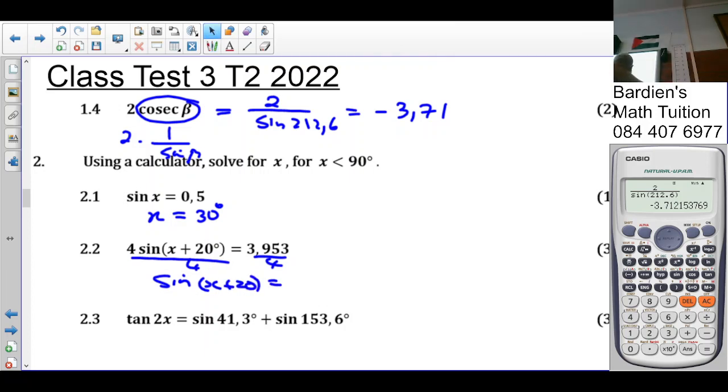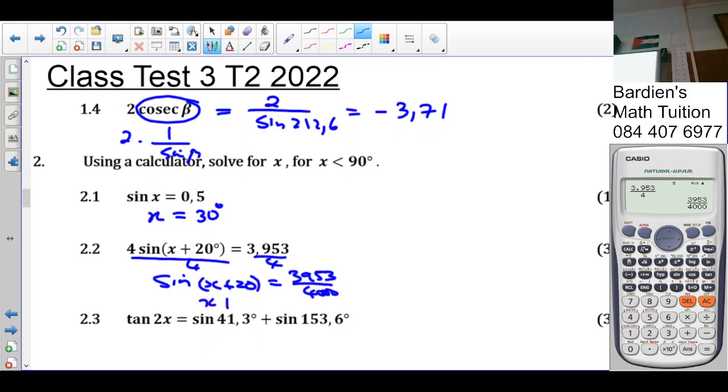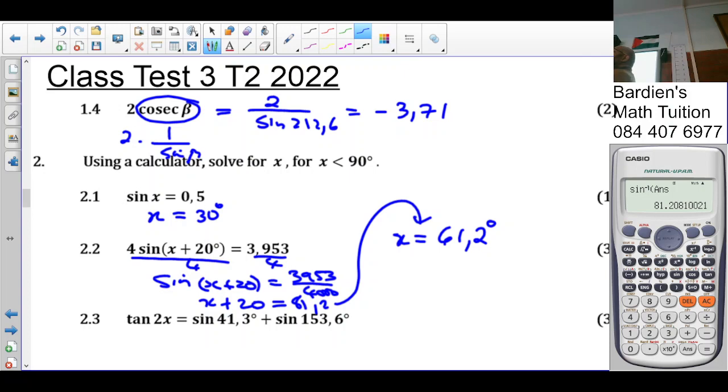So on your calculator, you got 3,953 over 4,000, then you got arc sine. You shift sine. That answer, the last answer calculated, is 81,2. And then x is equal to, you minus 20 from that, you get 61,2 degrees. Alright, you guys got it?